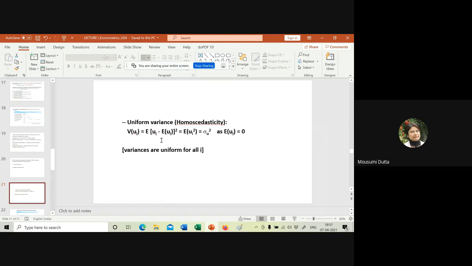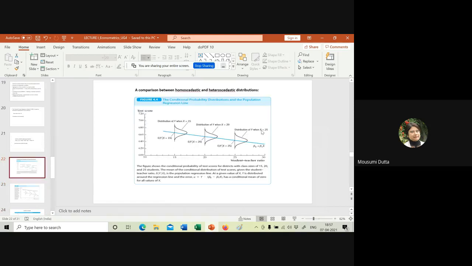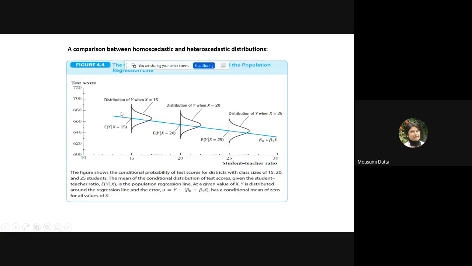Okay, so this is this assumption, uniform variance. Variances are uniform for all i. Next day I'll talk about the assumption regarding covariance. Today you just check what homoscedasticity means.